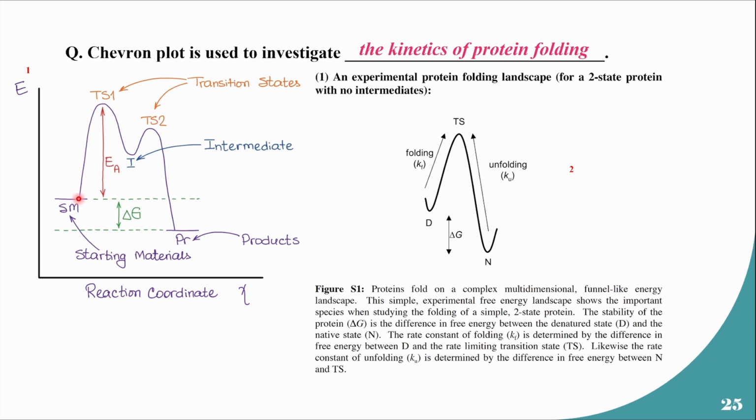But between going from these starting materials to the products, we will see that different states are present in this energy landscape, right? We will see these TS1 and TS2 are termed transition states, while a relatively lower energy state between TS1 and TS2 is termed the intermediate state, or I, right?